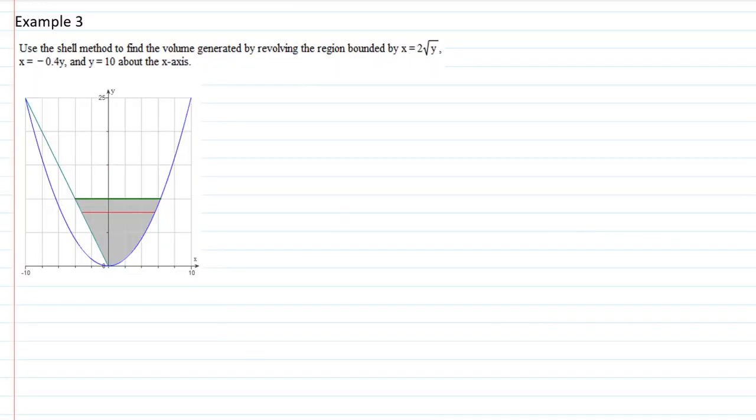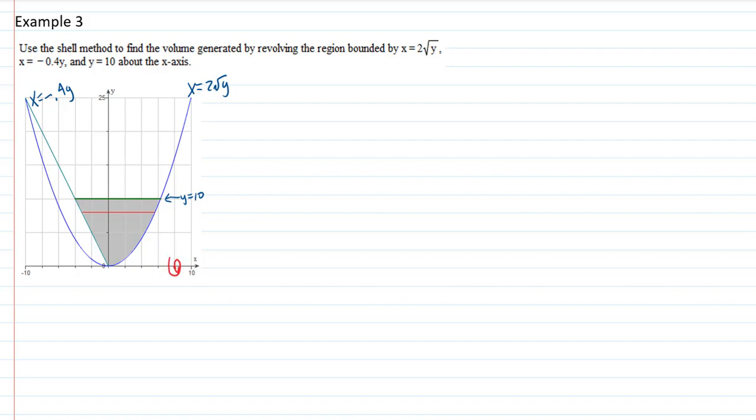In example 3, we're told to use the shell method to find the volume generated by revolving the region bounded by x equals 2 square roots of y, and that's this function right here. It's the parabolic shape, x equals 2 square roots of y. x equals negative 0.4y, and so that's this line right here, the green line, x equals negative 0.4y, and y equals 10. So this is the line right here, y equals 10. We want to revolve this now about the x-axis.